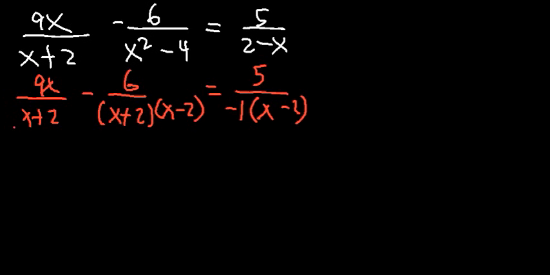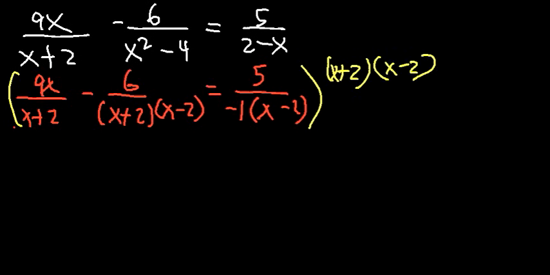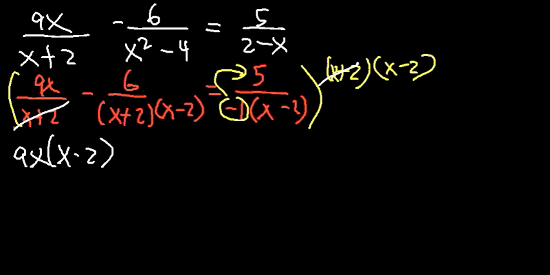So what we're going to do is multiply both sides by x plus 2 and x minus 2. This negative 1, we can move it to the top, so we don't have to worry about it. So now these two terms cancel. So what we have is 9x times x minus 2. And then this cancels here, and that cancels there, so we just get 6. And in the next expression, these cancel.